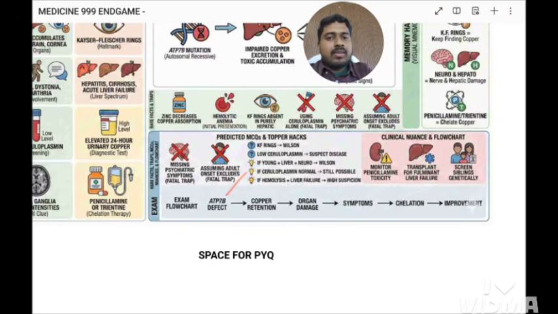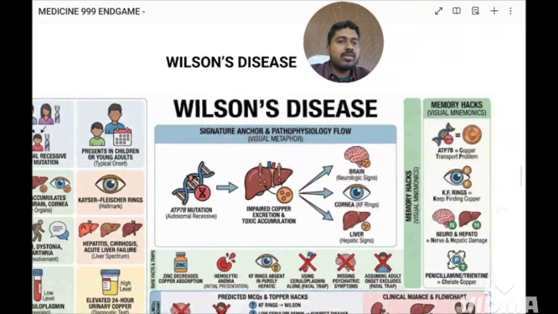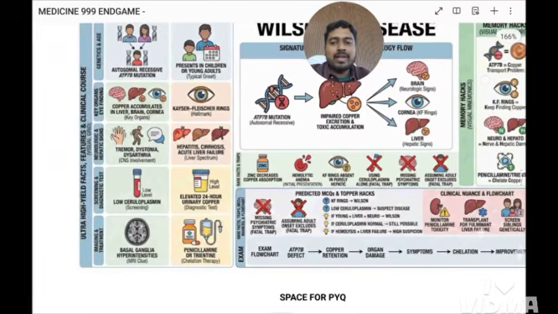Okay, so KF ring means neuro Wilson, we call it. Okay, CNS involvement. Low ceruloplasmin you have to suspect. If young plus liver plus neuro, suspect Wilson; if ceruloplasmin is normal, still it is possible. And with hemolysis and liver failure, you should have high suspicion. So monitor kidney function tests for penicillamine toxicity. These are like extension parts of the question. For fulminant liver failure, you should do liver transplantation, and then you will have to screen the siblings also, because in them symptoms may not have appeared yet.